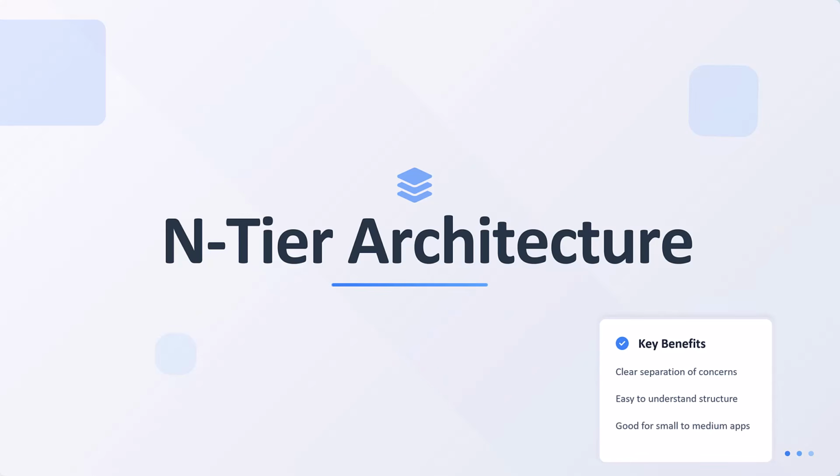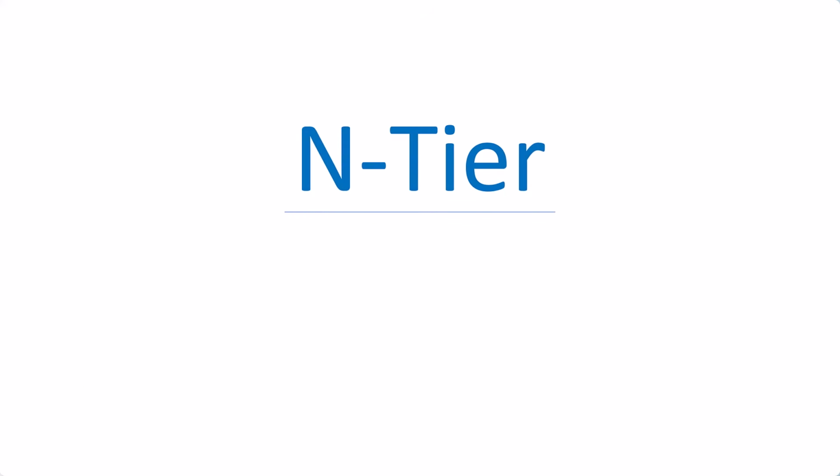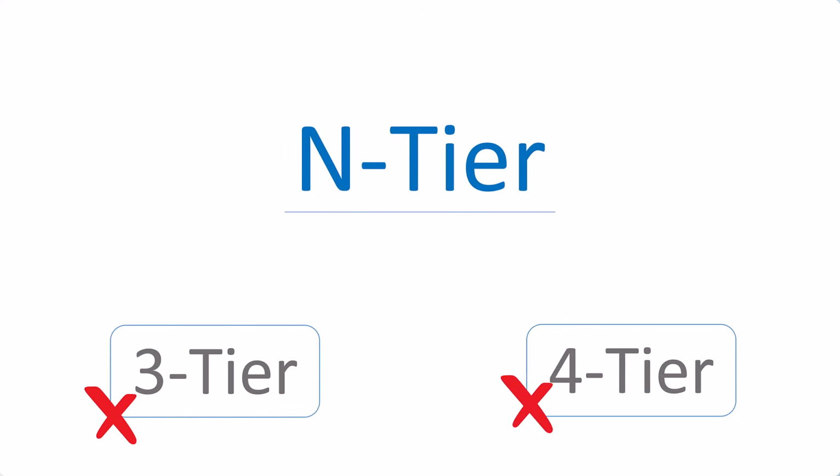N-tier means you split your application into layers and each layer talks only to the one directly below it. Think of it like a layered cake. And I also want to point out that N-tier architecture is one of the most commonly used architectures in .NET applications. Now you might be wondering why is it called N-tier and not 2-tier, 3-tier or 4-tier?